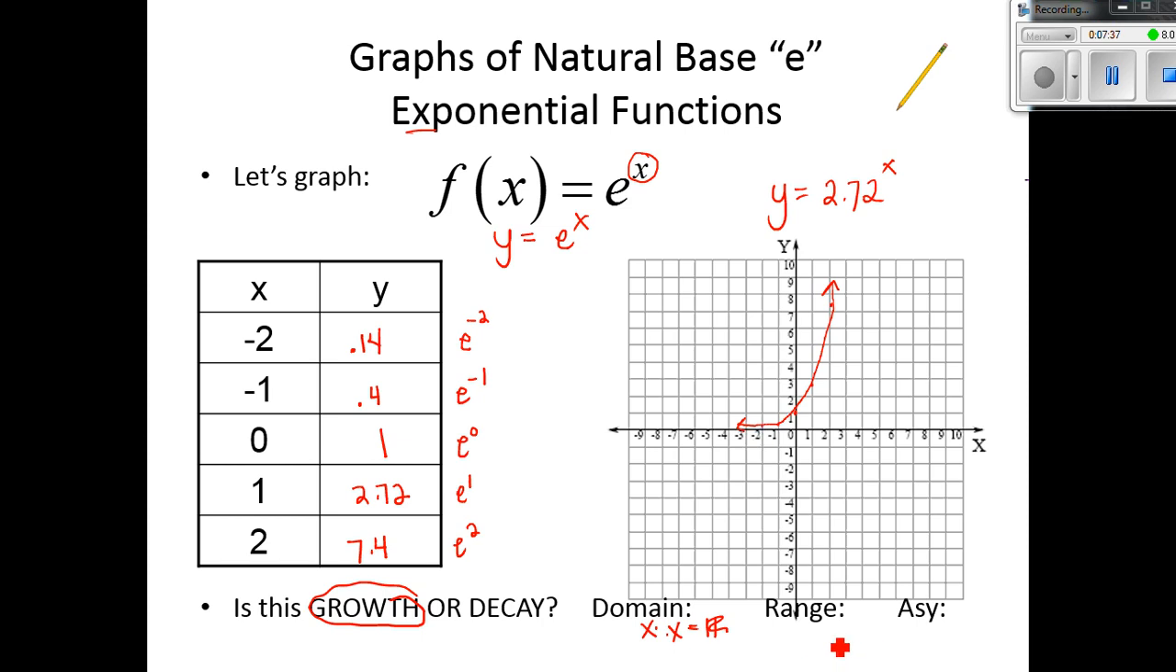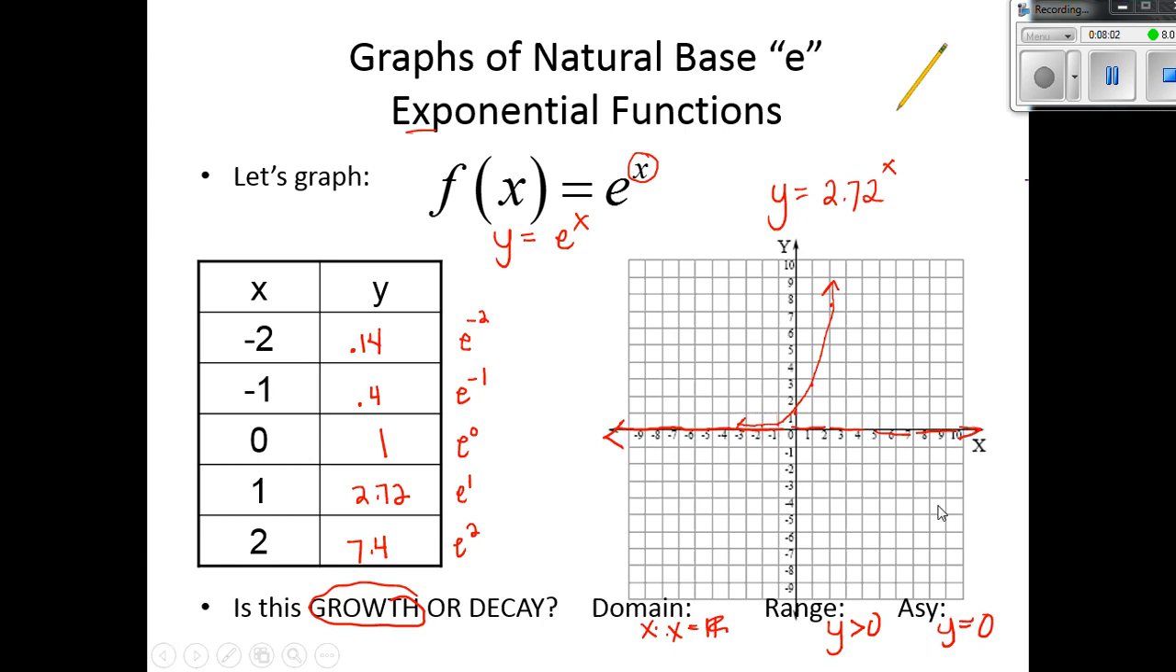All right, what would the range be? The range would be anything greater than 0 because the asymptote, in this case, okay, would be y equals 0, just like an exponential growth graph. There's no shifting up or down here, so the asymptote is 0.